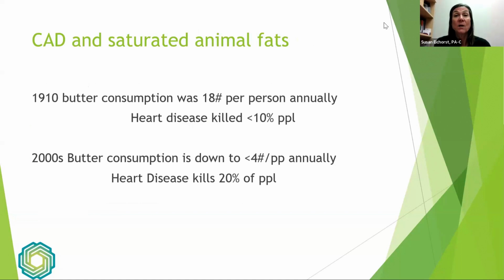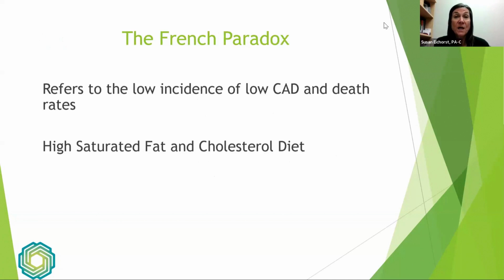And at that time, our heart disease numbers were really well under 10% as far as fatalities for Americans. Flash forward 100 years, now we're in the 2000s, butter consumption is way down to less than 4 pounds per person annually. Yet heart disease now tips over around 20% per person, or 20% mortality for Americans. Something doesn't fit there. And then you look at the French paradox.